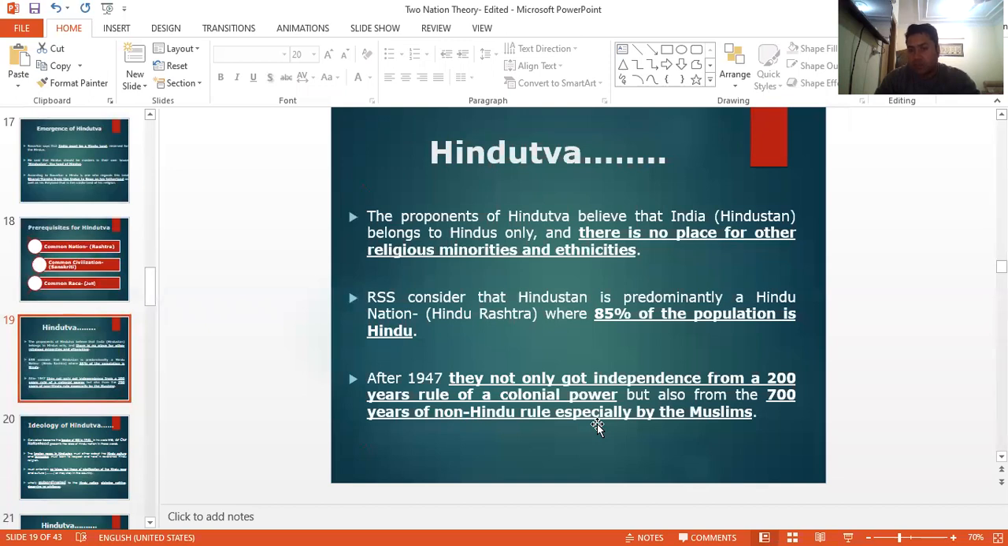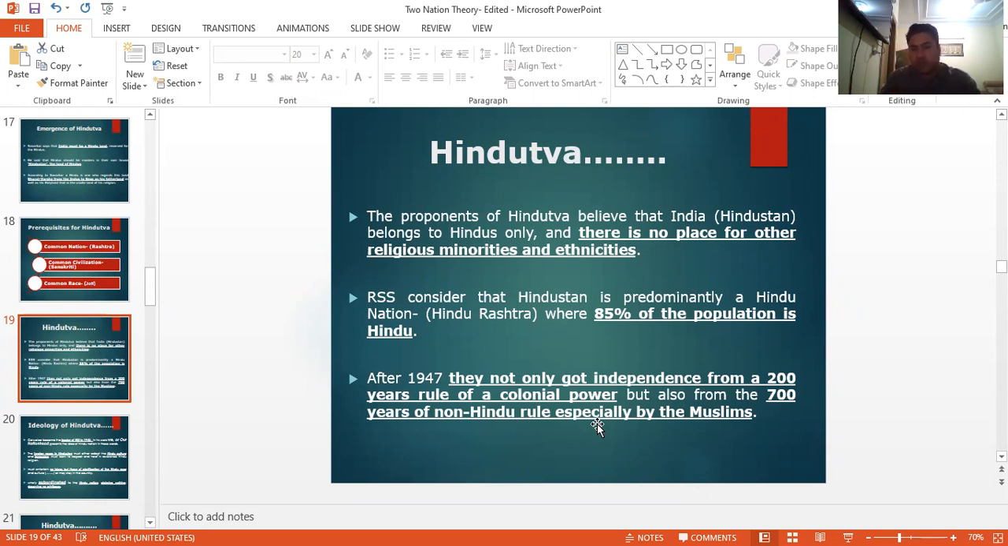The RSS considers Hindustan predominantly a Hindu nation because 85% of the population is Hindu, and the remaining are non-Hindus, and they should not be allowed to live. There was another option which they considered, the Ghar Wapsi program, in which they wanted all these Christians and Muslims to revert back to Hinduism, which is still going on in India right now. Under this program they are now forcefully trying to convert people from Muslims to Hinduism, and from Christianity to Hinduism.